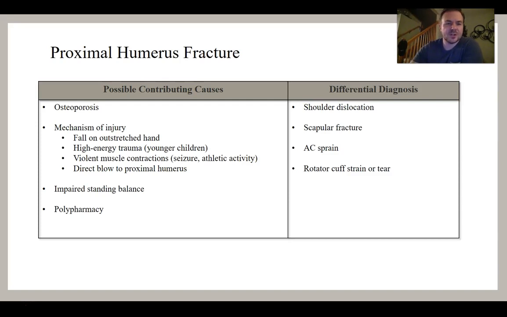So possible contributing causes, well, may have osteoporosis or poor bone health. We always want to know about the mechanism of injury, whether it's a high energy trauma or a violent muscle contraction, like if you have a seizure, or is it a direct blow to the humerus like an athletic event, or is it falling on an outstretched hand? Does the person have impaired balance? Or are they on a lot of medications that might affect their bone health? So differential diagnosis includes shoulder dislocation, scapular fracture, AC sprain, rotator cuff strain or tear.